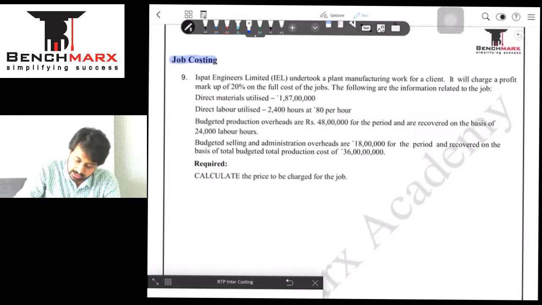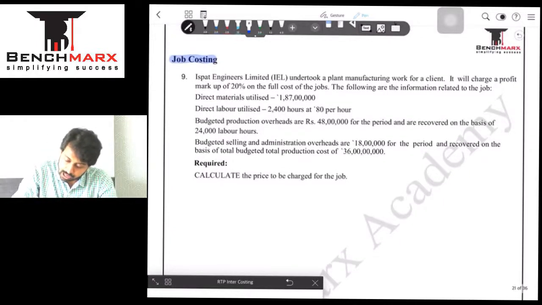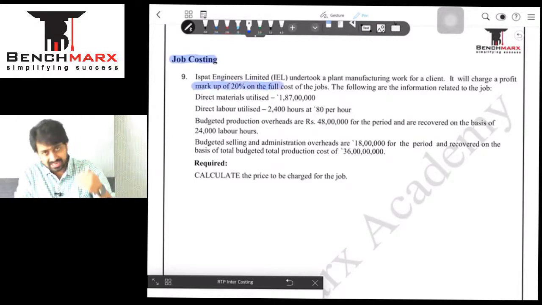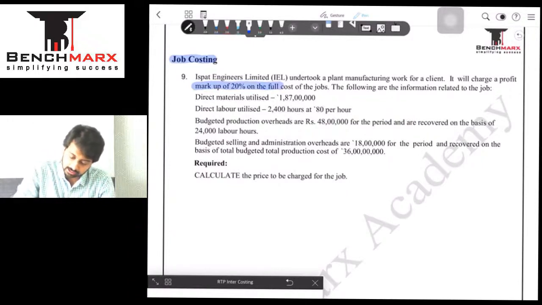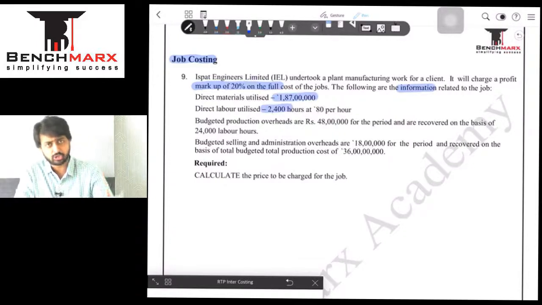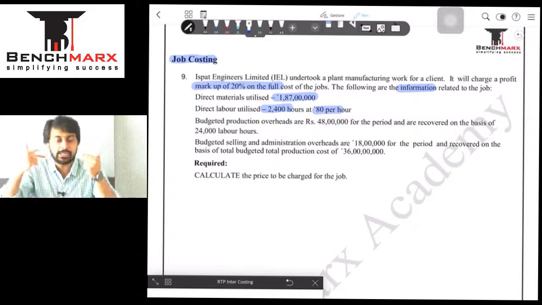Let's start please. Some company undertook a plant manufacturing work for a client. Okay, it will be charging a profit markup of 20% on cost. Whatever cost comes, plus 20%, I'll get the selling price. The following is the information. Materials used 1 crore 87 lakhs. Labor utilized these many hours and this is the rate per hour. So simply multiply rate per hour into number of hours, I'll get the labor cost content in this job.